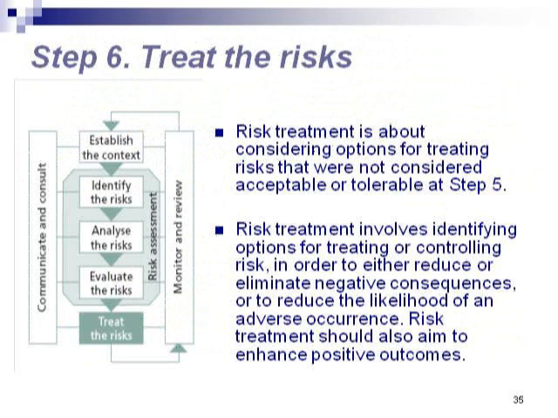And step 6 is treat risks. Risk treatment is about considering options for treating risks that were not considered acceptable or tolerable at step 5. Risk treatment involves identifying options for treating or controlling risk in order to either reduce or eliminate negative consequences or to reduce the likelihood of an adverse occurrence. Risk treatment should also aim to enhance positive outcomes.